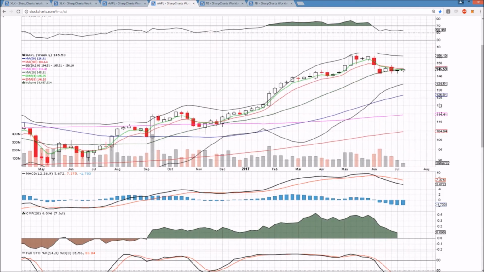Weekly time frame for Apple is rejecting on the back tests from exponential and middle Bollinger Band resistances on the weekly time frame. So that is keeping the bears in control. You can see the last 5 weeks, we pretty much are just trading sideways with the moving averages descending, leveling out, and keeping the price contained.